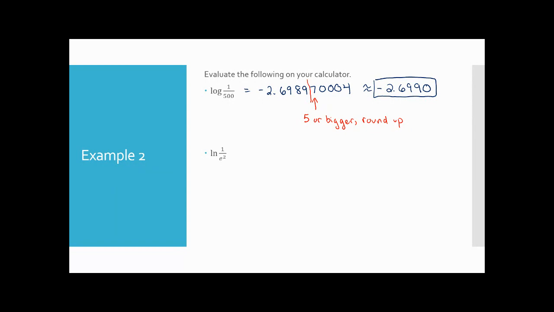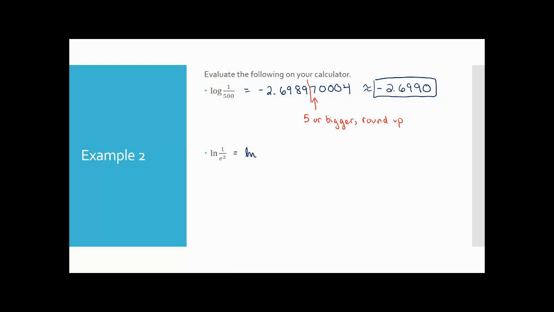Now this natural log of 1 over e squared. Oh, let me check the chat. Got it. Okay, perfect. Now the natural log of 1 over e squared came out to negative 2, and let me show you why.